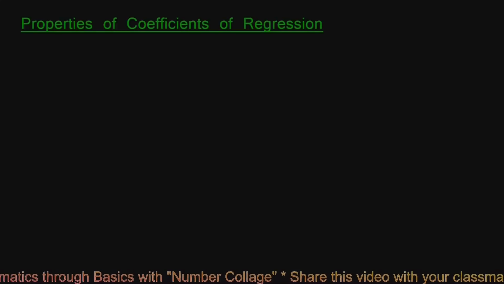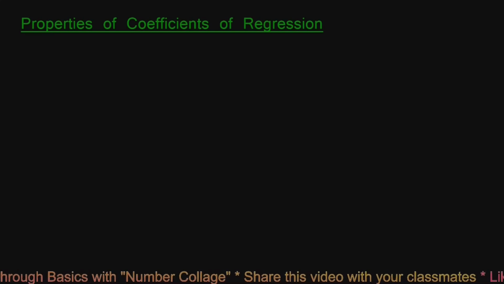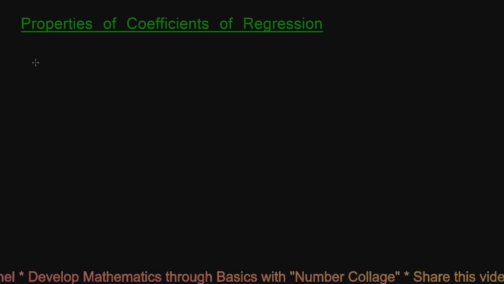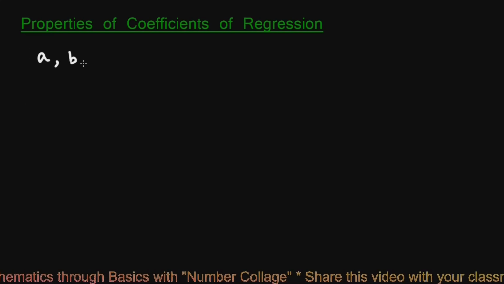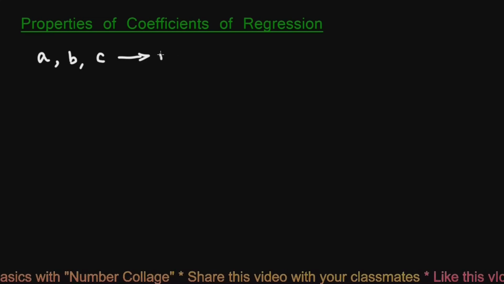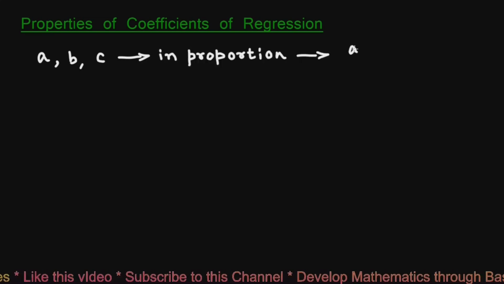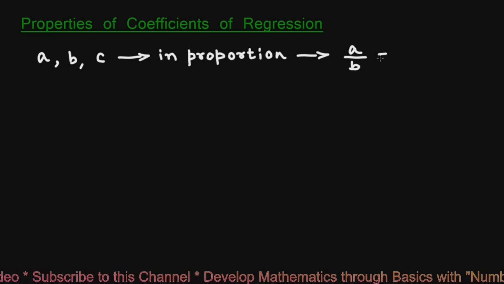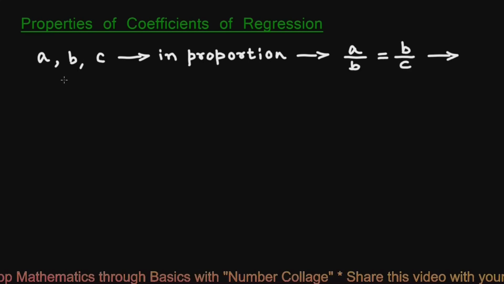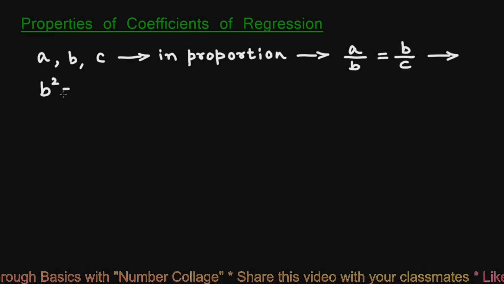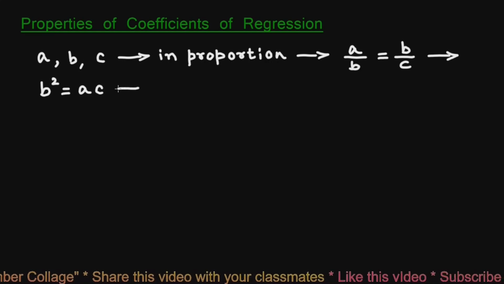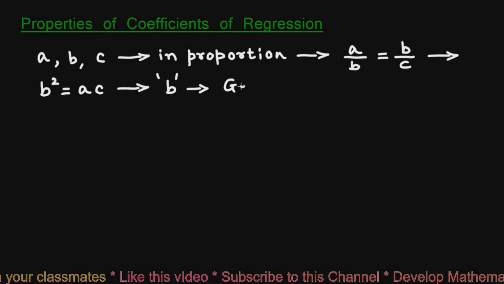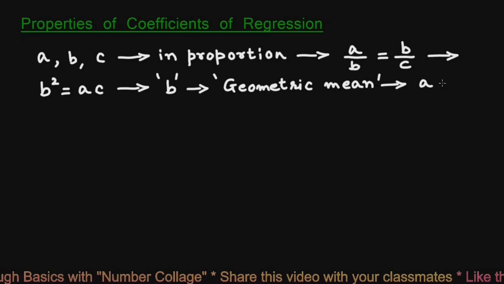In this video, we will talk about properties of coefficients of regression. We know that if numbers a, b, c are in proportion and if a upon b equals b upon c, then we can write b square equals a into c, where b is called geometric mean of a and c.